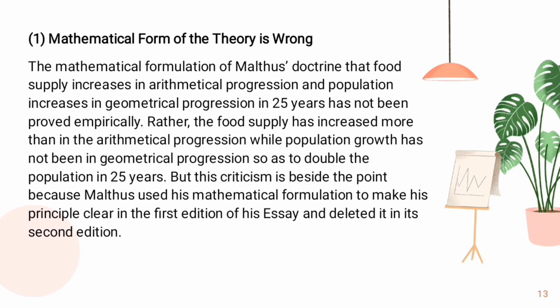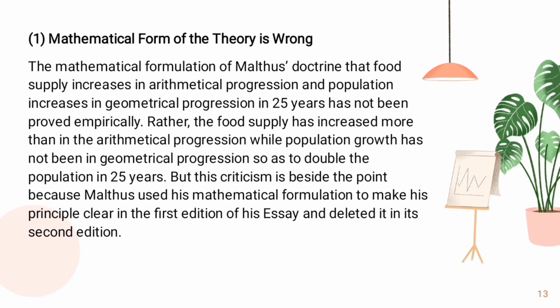So yung first criticism is the mathematical form of the theory is wrong. The mathematical formulation of Malthus' doctrine that food supply increases in arithmetical progression and population increase in geometrical progression in 25 years has not been proved empirically. Rather, the food supply has increased more than arithmetical progression while population growth has not been in geometrical progression so as to double the population in 25 years. But this criticism is beside the point because Malthus used his mathematical formulation to make his principle clear in the first edition of his essay and deleted it in its second edition.